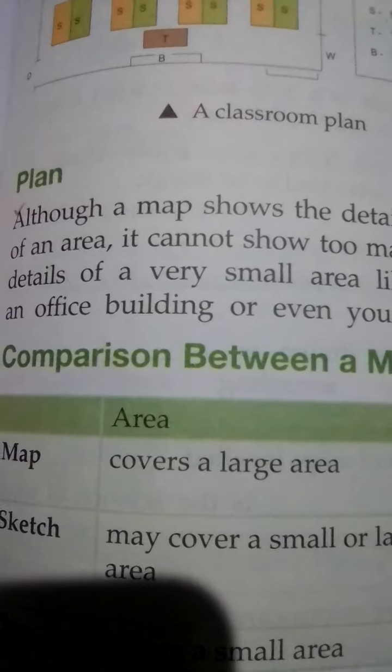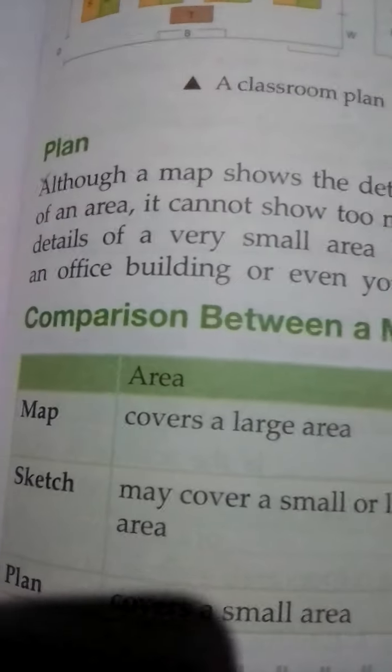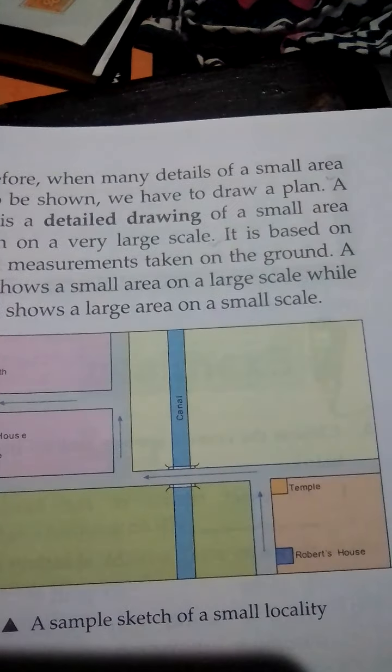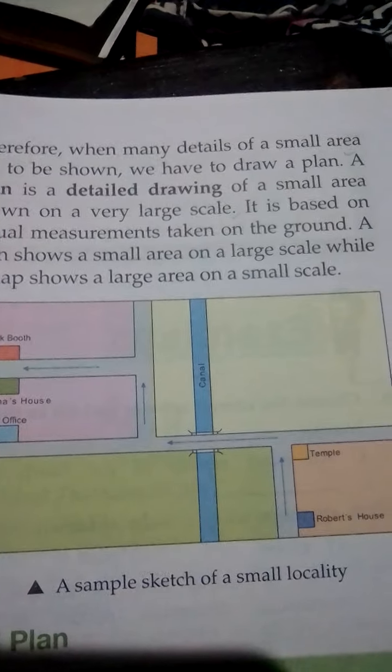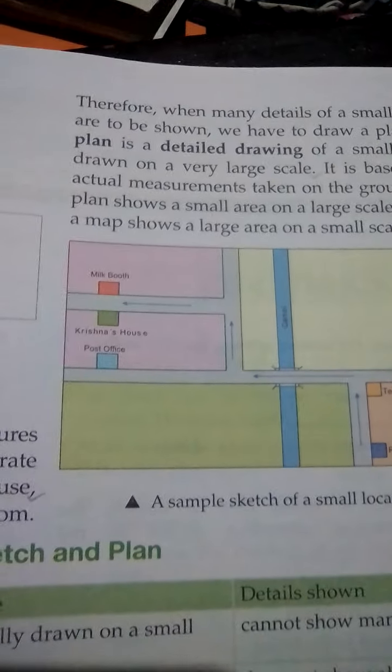Plan. Although a map shows the detailed features of the area, it cannot show too many accurate details of a very small area like a house. That is called a plan. Therefore, when many details of a small area are to be shown, we have to draw a plan, and a plan is a detailed drawing of a small area.